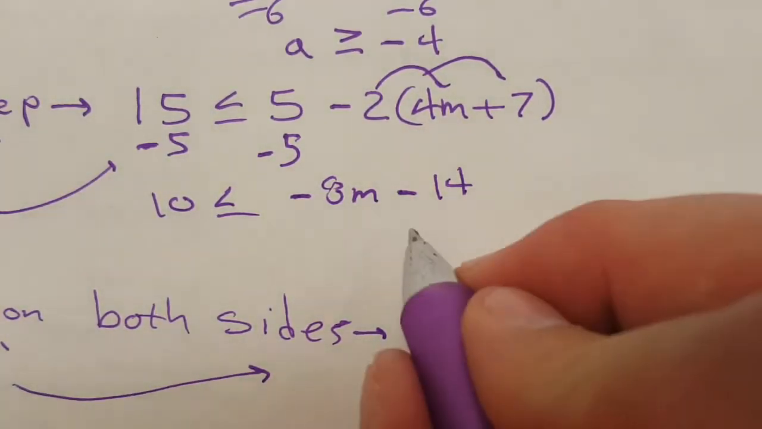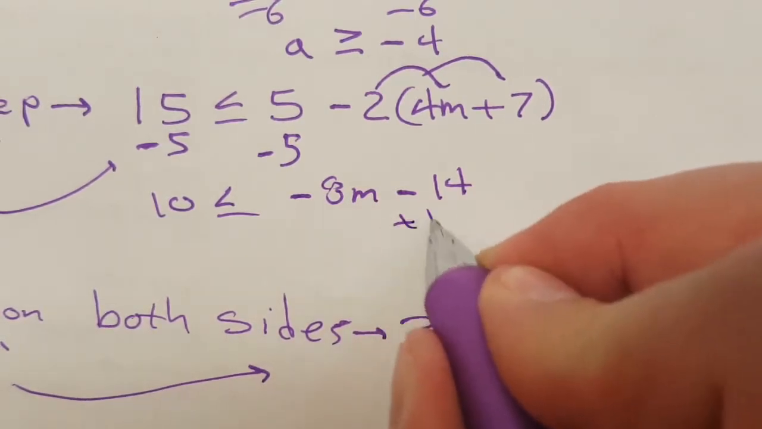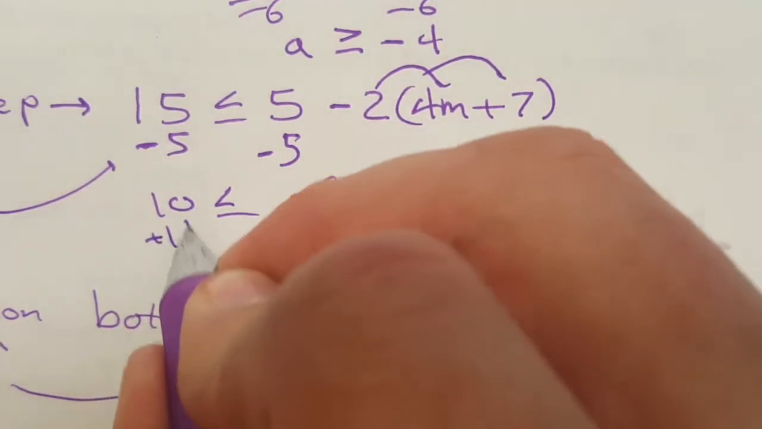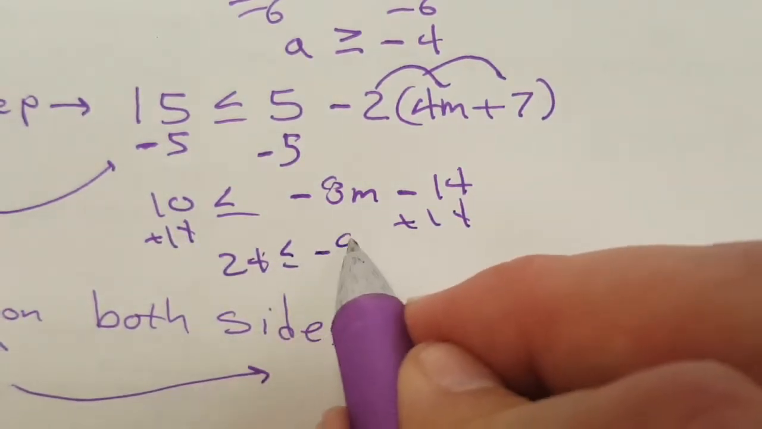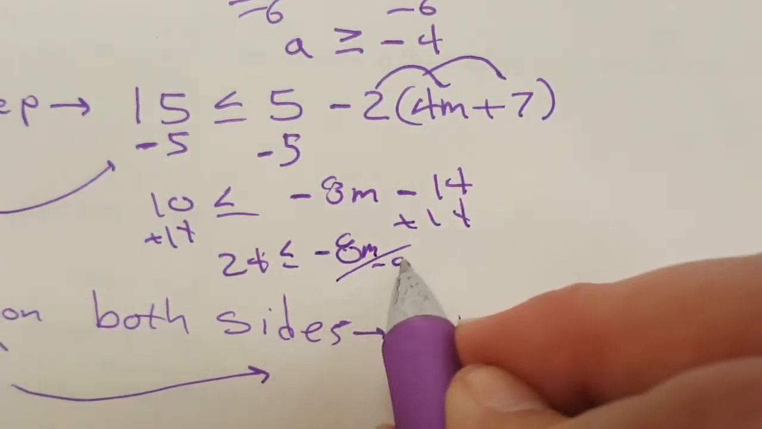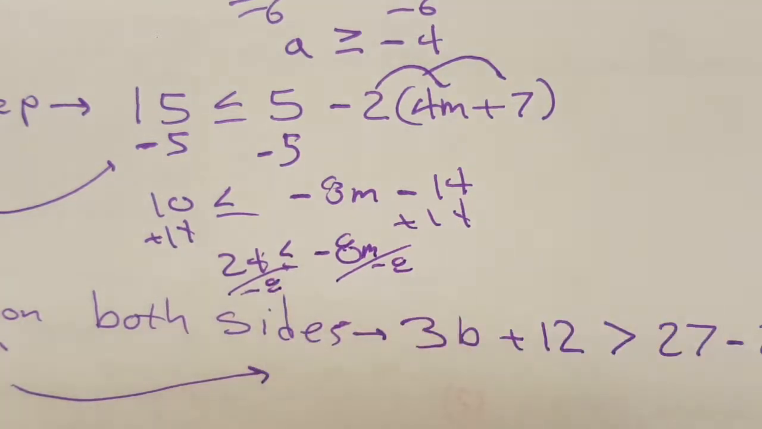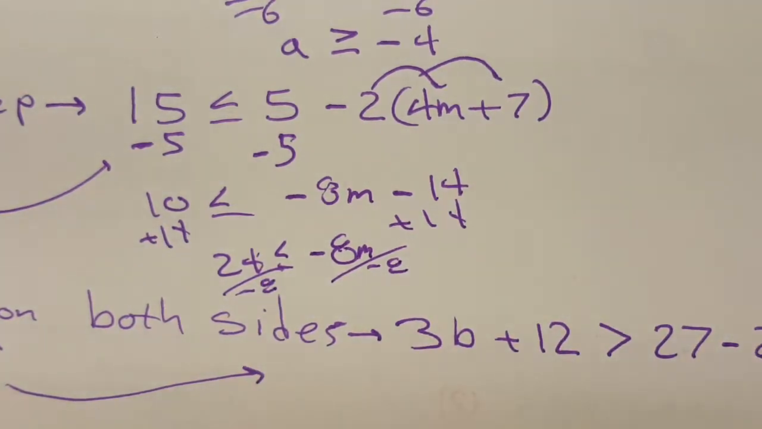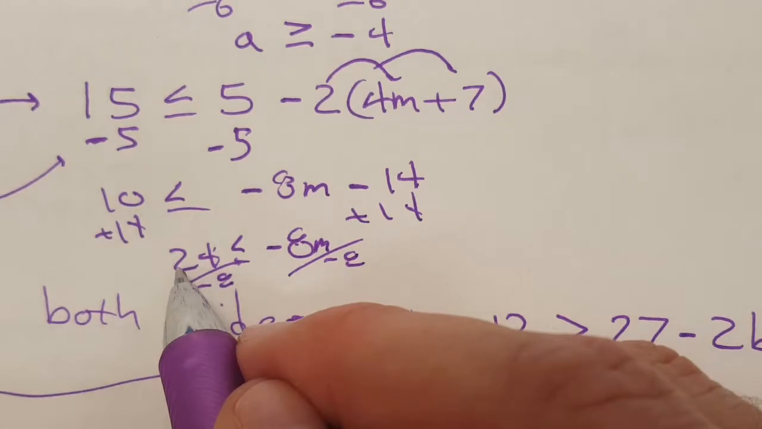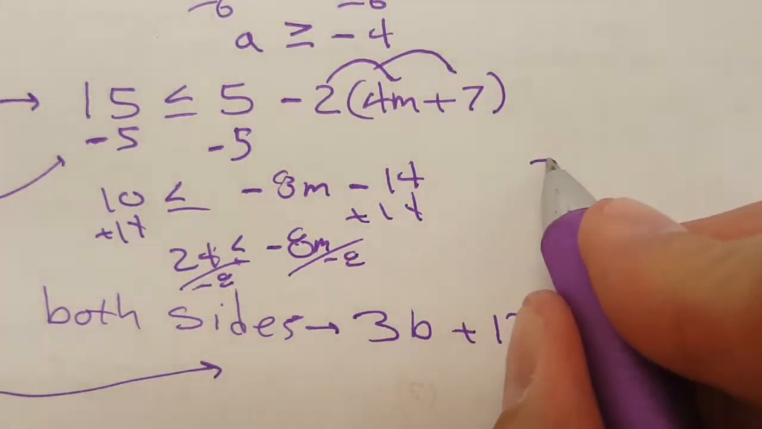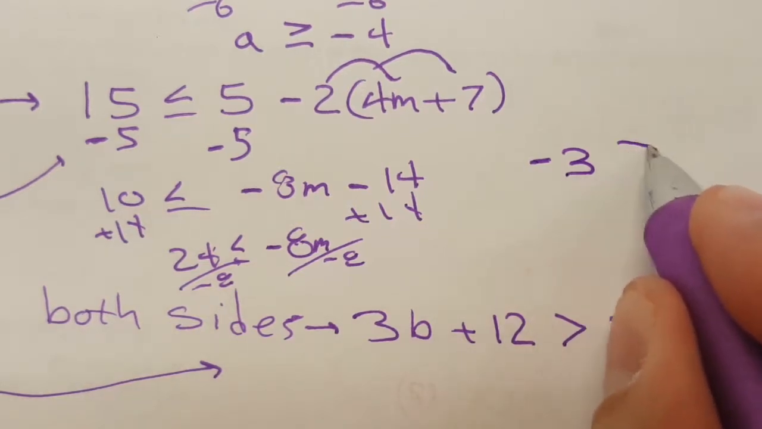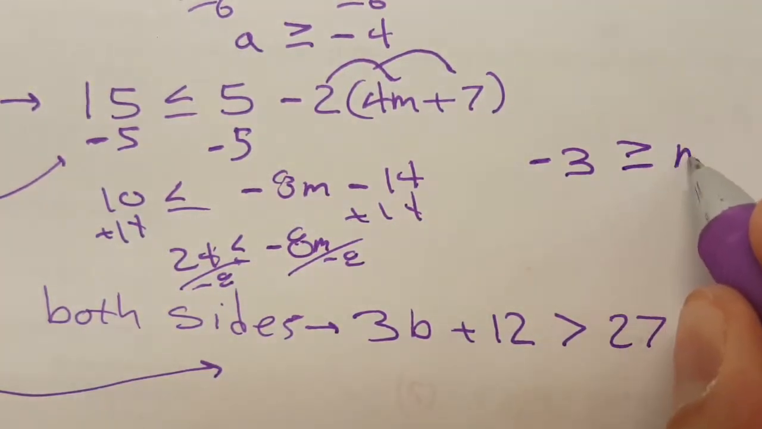Okay, let's do some more solving here. Looks like I'm going to add 14 to both sides. I'm going to have a 24 less than or equal to a negative 8m. Divide by negative 8, and I'm running out of space. So divide both sides by negative 8. I must flip the symbol. So 24 divided by negative 8, I believe, is a negative 3. Flipped the symbol. I got the variable by itself.